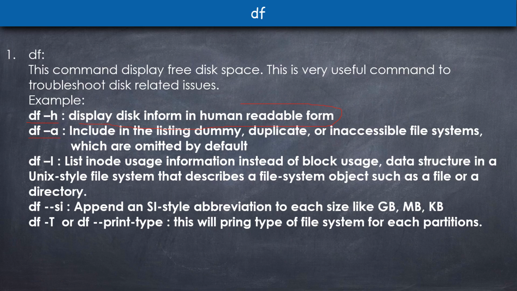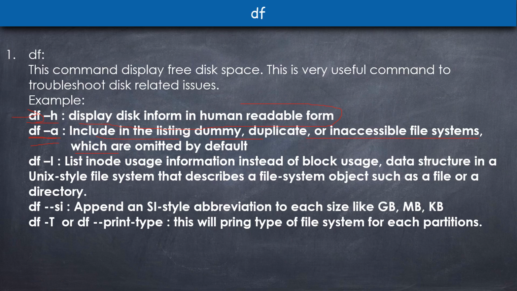So df -a, include in listing dummy duplicates. This will include in listing dummy duplicate files which are omitted by default. So if you do this, only the basic available files will be displayed. If you use df -a, it will display everything, like all the duplicates, dummy or inaccessible file systems, everything.